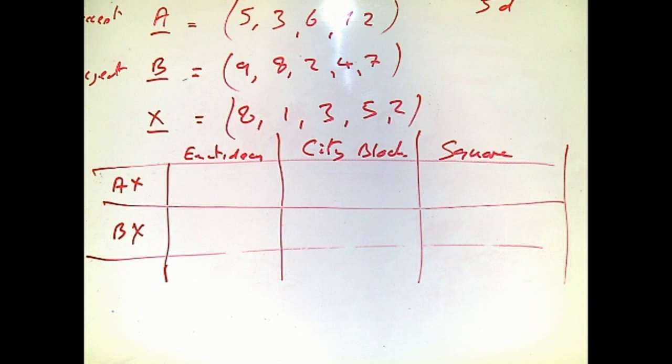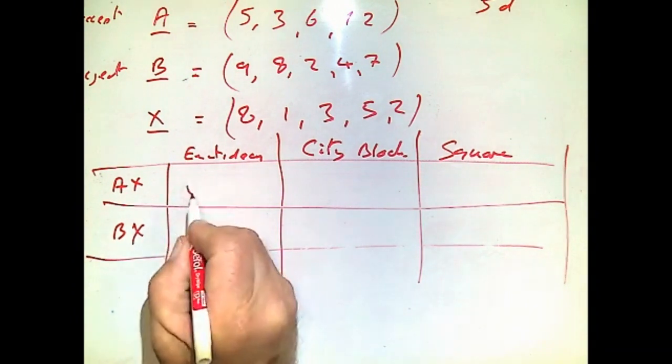Oh, I've got to do one on board. AX Euclidean distance. It's going to be 5 minus 9, which is 4 squared, which is 16, plus 5 squared is 25, 16 and 25 is 41, plus 6 minus 2 is 4 squared, 41 and 16 is 57, and then 9, 63, and another 25, 88. I think that is root 88.